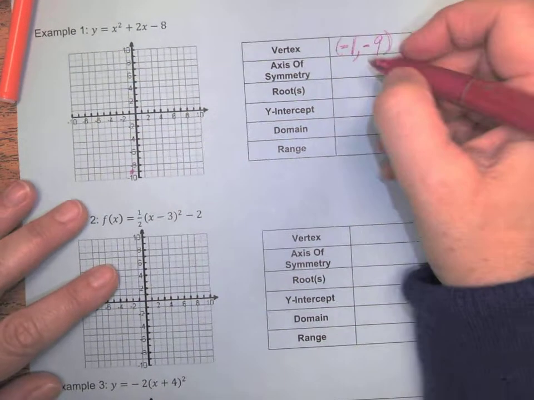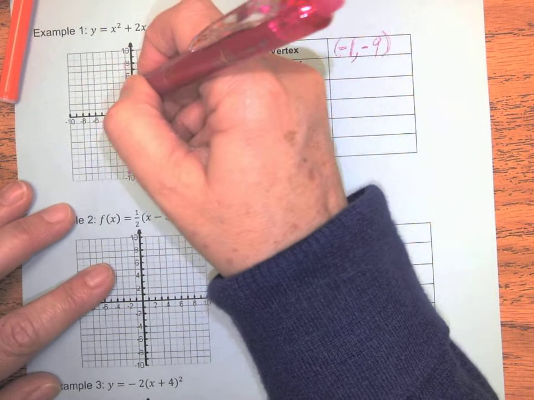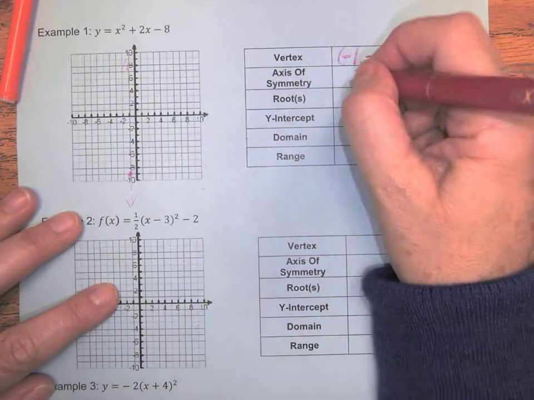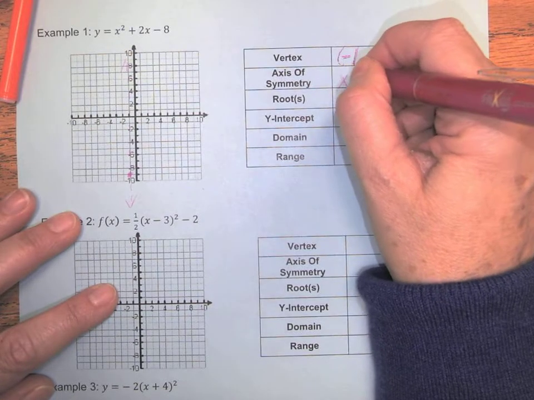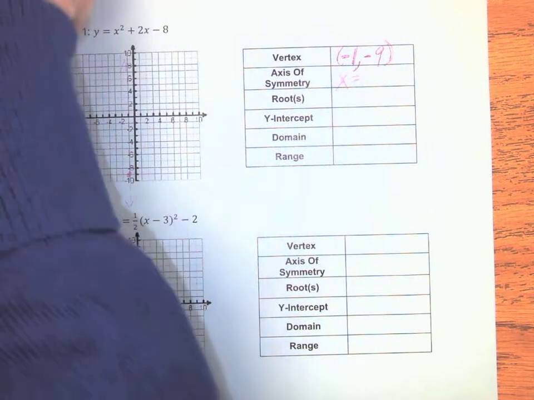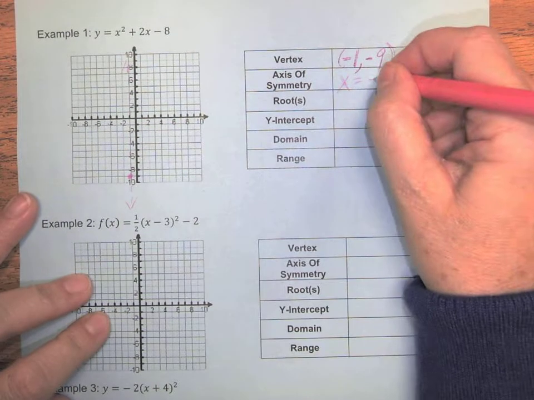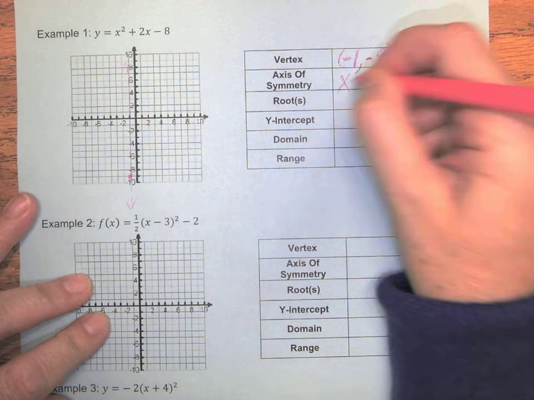Okay. Axis of symmetry is the vertical line that goes through the vertex and cuts your parabola in half. Since it's a vertical line, it's an x equals, and it has to be the x value of the vertex because it goes through -1. So x equals -1. There's your axis of symmetry.